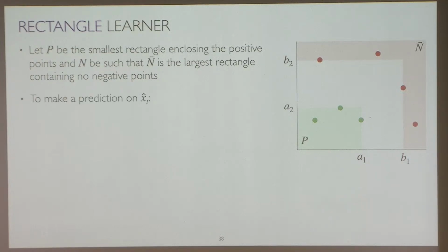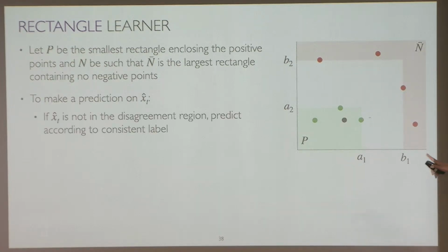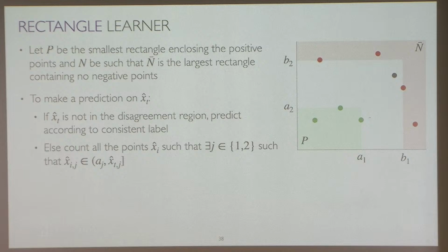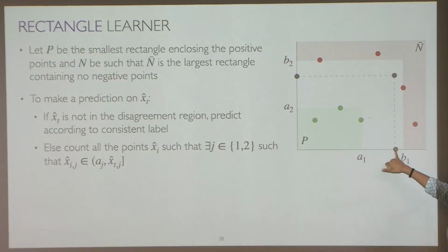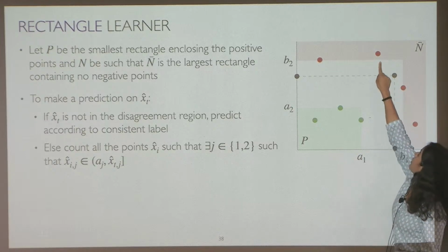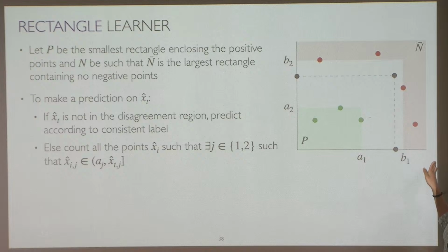So to make a prediction on a new point that you see, I'm just repeating this: if it's not in the disagreement region, you can predict according to the consistent label. But if it is, what you do is project this problem down into the different directions, and see whether this point seems more negative or more positive. What does that mean? Say I projected this point down in this dimension and in this dimension. If I think of this as an interval problem, just a VC dimension 1 threshold problem, then this point, when projected down, is negative. It is on the other side of that. So this point is voting that this should be negative if I looked at only this dimension.